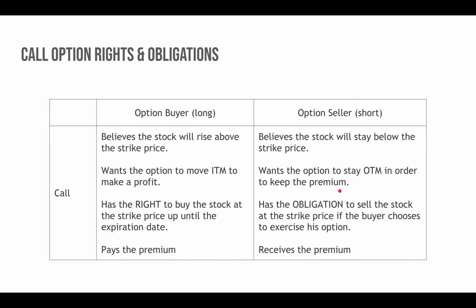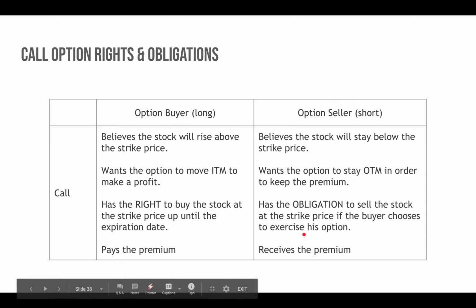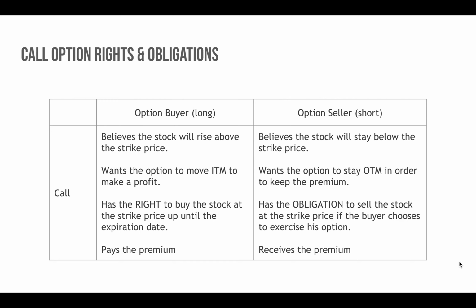You want the option to expire worthless so that you can keep the entire amount of money that you sold it for. On the other side, if you're the buyer, you want the stock to rise above the strike price. You want the option to move in the money to make a profit. The money that the option buyer makes is the option seller's loss. And the other difference between the buyer and the seller is that the buyer pays the premium and the seller receives the premium. So now let's move on to the short put.